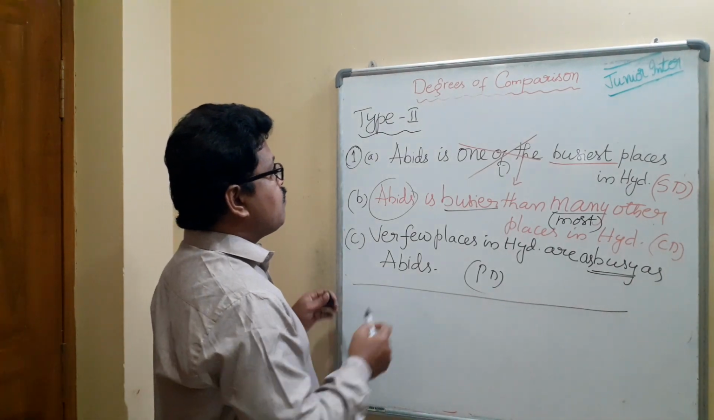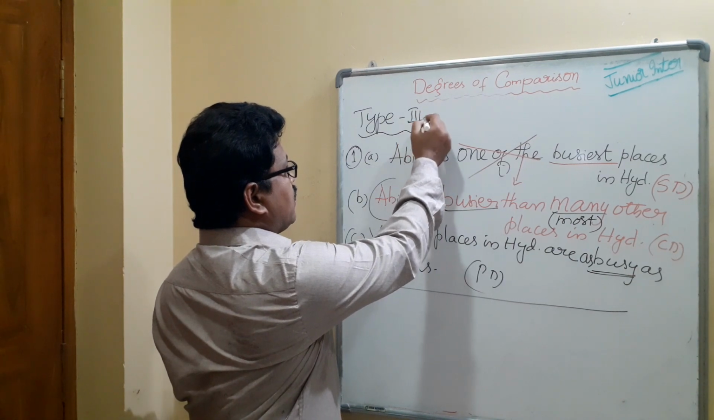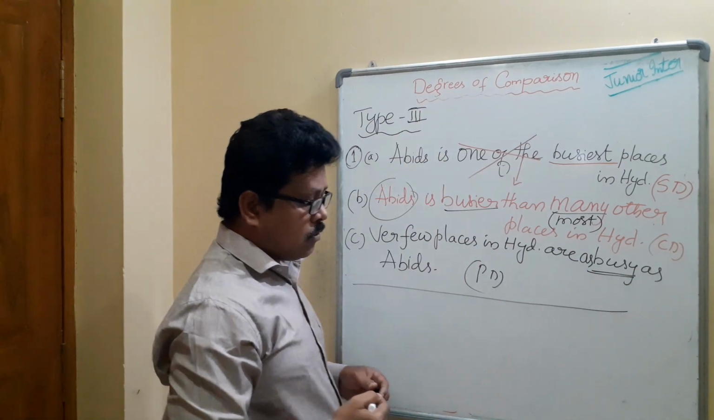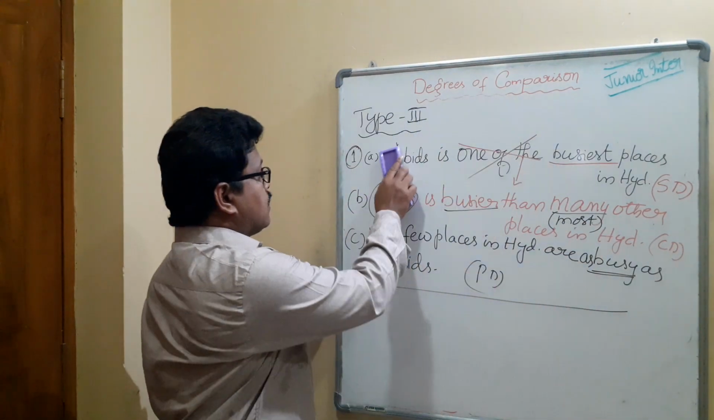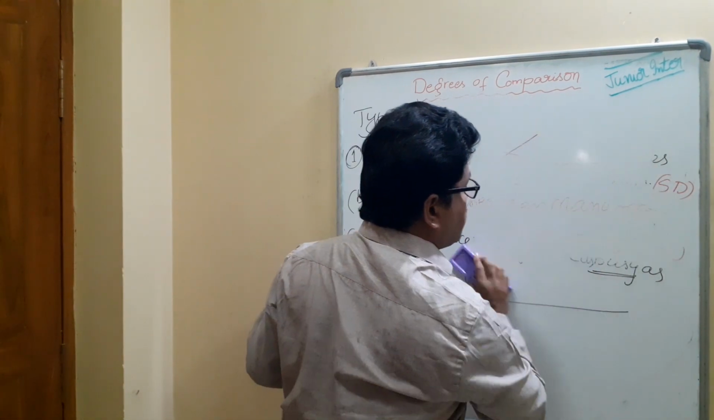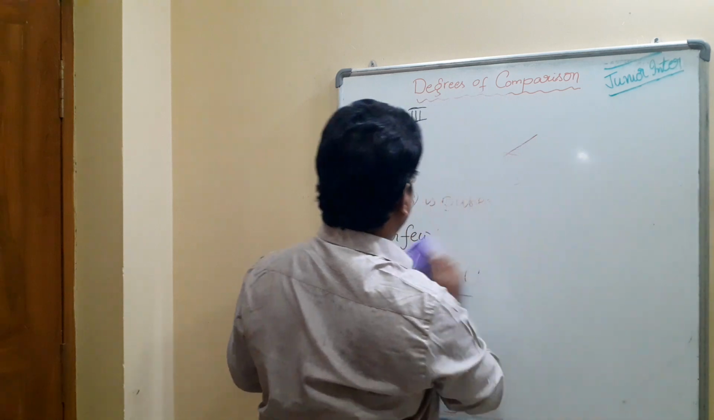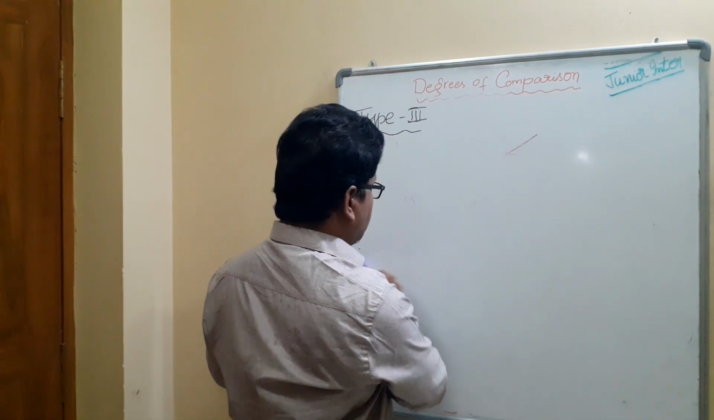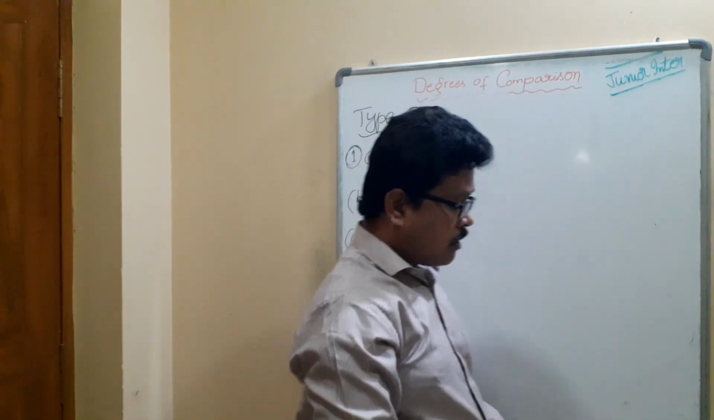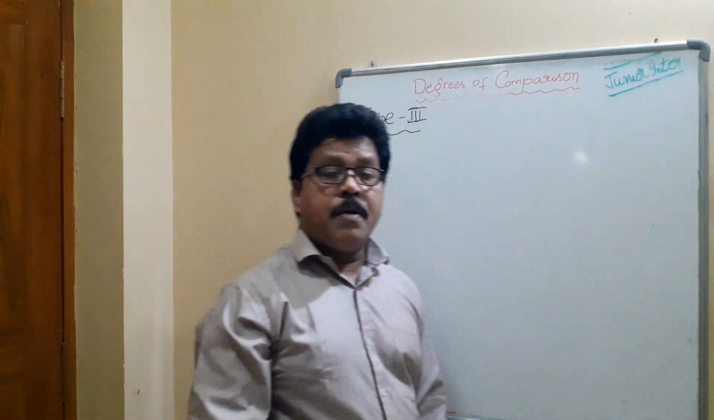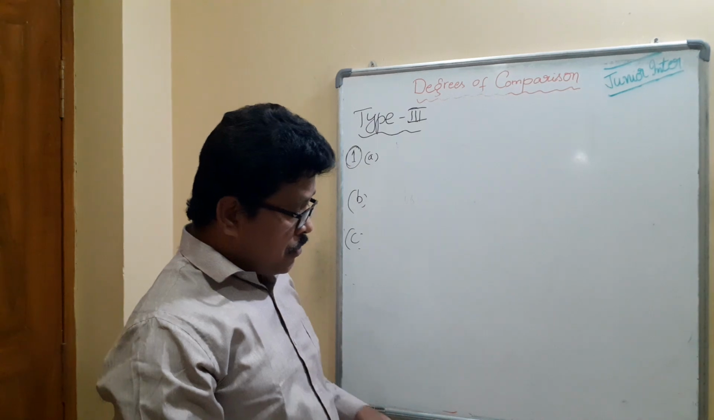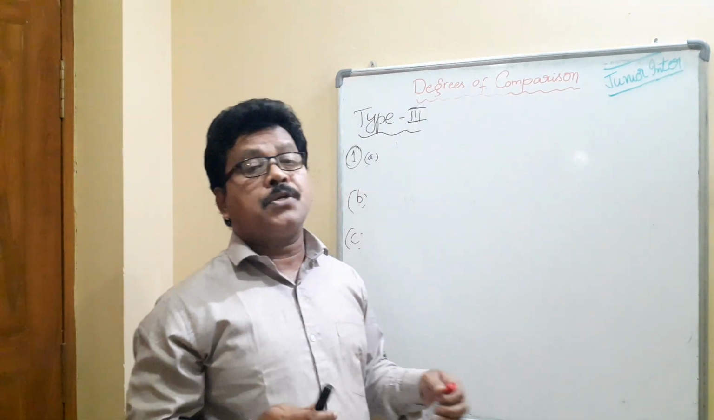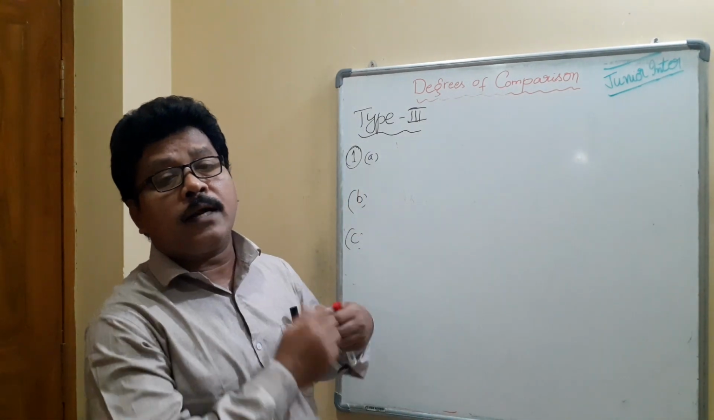Now we move on to the next one, type 3, last one. So here it is called dual comparison. Type 3 is called dual comparison. Type 1 is called singular comparison. Type 2, plural comparison. This type 3 is called dual comparison. Dual means only two. So between two, only two are compared.